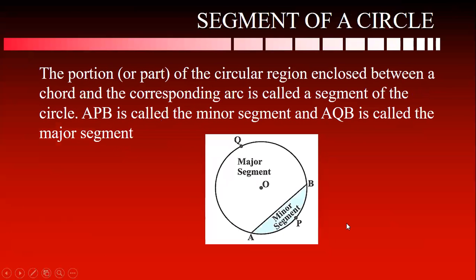And segment of a circle. Now, the portion between the chord and the arc is called the segment. Here again, we have a minor segment and a major segment. How are we denoting that? The chord AB and a point in between them. So APB is a minor segment and AQB will be the major segment.